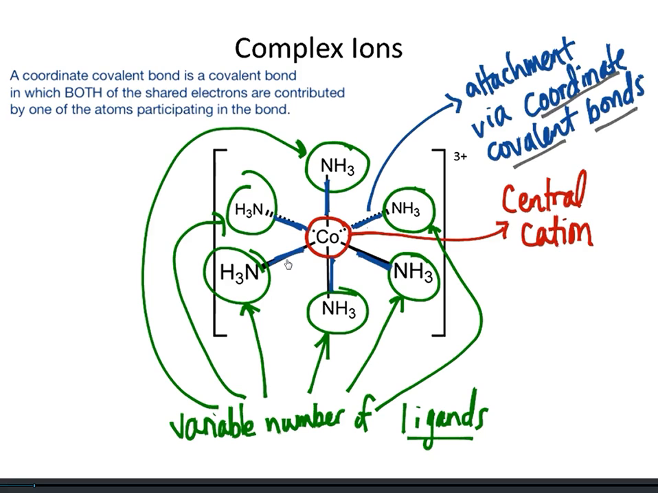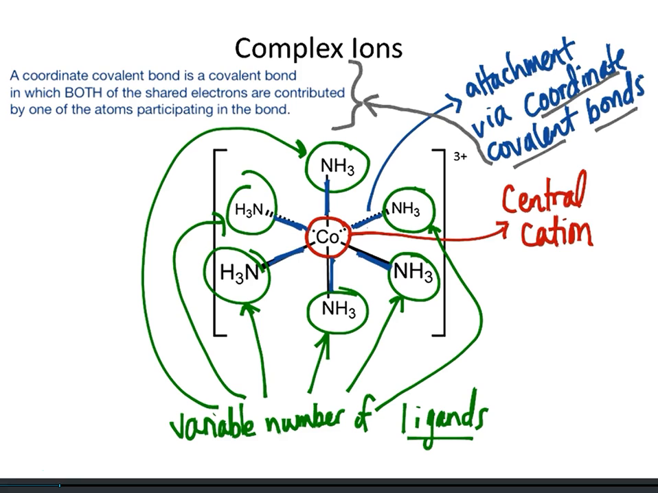The number of ligands varies. The charge on the central atom varies. The charge of the ligands will vary. And so all of those will influence the properties of this complex ion. Different central atoms can bind different numbers of ligands. That concept is a little bit beyond the scope of this class.